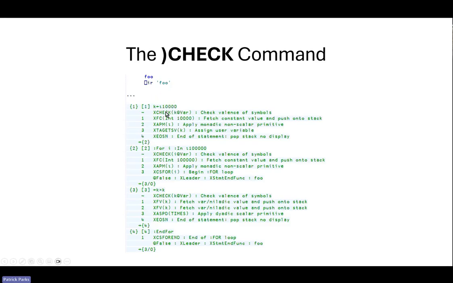You'll notice on each line, each statement, there is an X, most statements. If there are any variables or functions used in that statement, there's an X check statement, which will check that the valence hasn't changed. So it's expecting k to be a variable before it executes this line. If it's not, it's going to recompile the line. All of these are done.